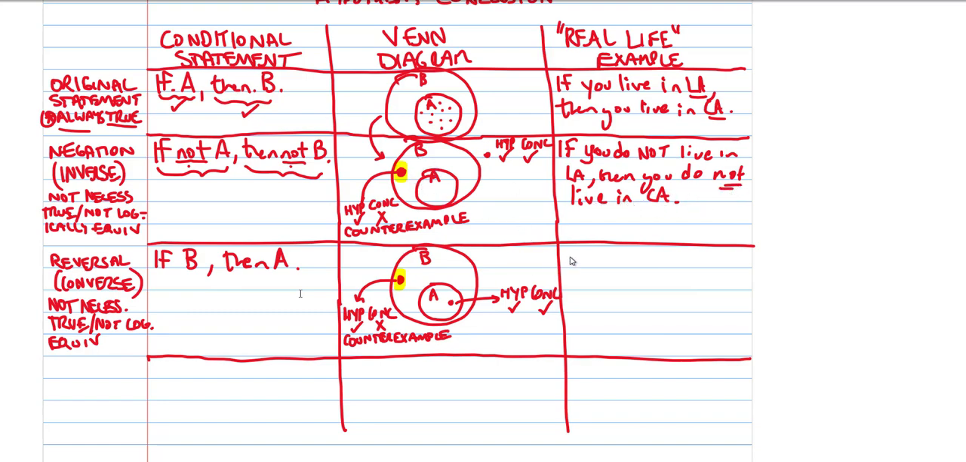And then down here with the reversal, if you live in California, then you live in LA. Well, again, that person right there who lives in, I don't know, San Francisco or San Diego shows that this statement is not necessarily true, because that person does live in California but does not live in Los Angeles, which means that this person satisfies the hypothesis but contradicts the conclusion. So hopefully that all makes sense.